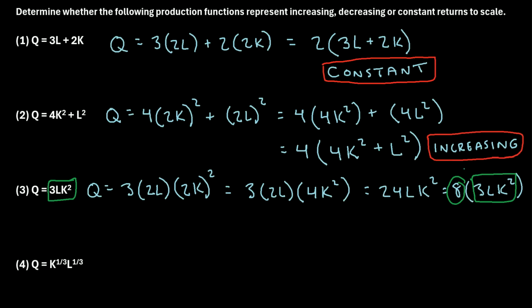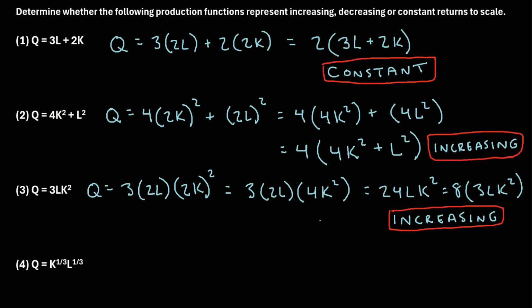So again, this one is an example of increasing returns to scale. The change in the output is greater than the change in the input. So we'll say increasing returns to scale for that one. Now let's consider our very last production function. We have Q equals K to the 1/3 times L to the 1/3. Now imagine that we double both the input for the capital and the labor.